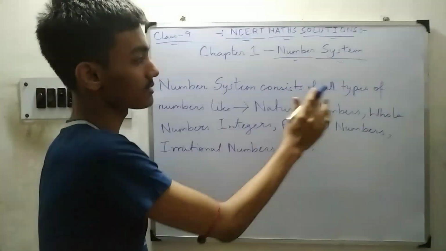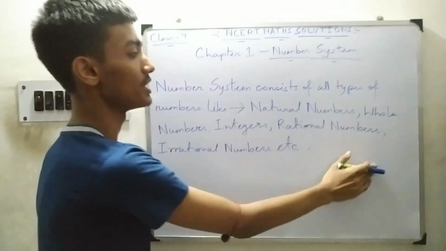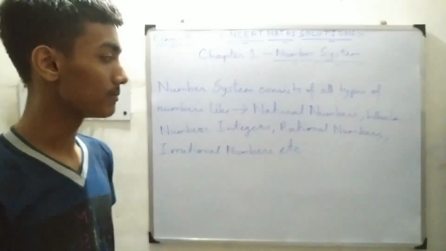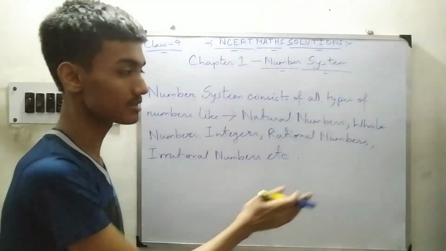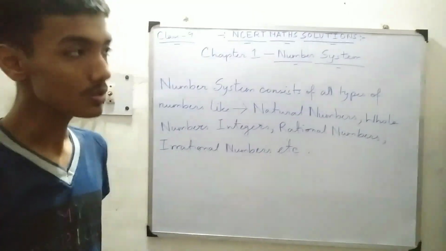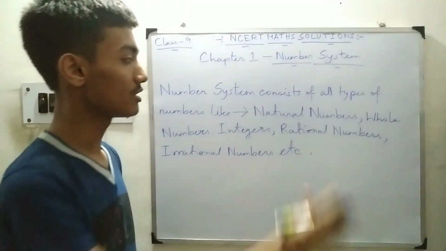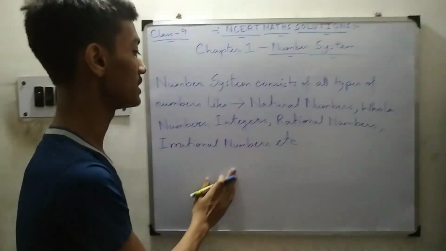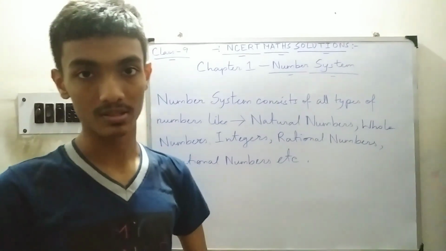Number system consists of all types of numbers like natural numbers, whole numbers, integers, rational numbers and irrational numbers, etc. That means all types of numbers like natural numbers, whole numbers, integers, rational numbers, irrational numbers, etc. form the number system. Now before going to the exercises, we need to get a proper definition of these terms: natural numbers, whole numbers, integers, rational numbers, irrational numbers, and so on. So let's see the definitions.